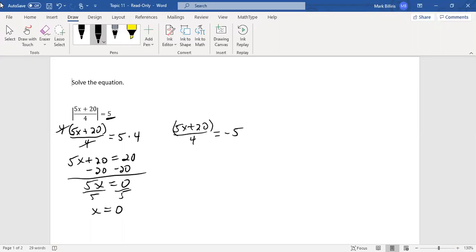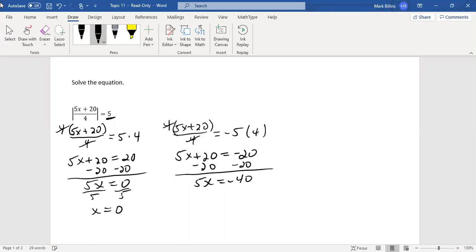I'm going to do the same on the second equation. I'm going to clear the fraction by multiplying both sides by the LCD. That would leave me 5x plus 20 equals negative 20. Then again, you want to isolate your variable. So 5x would equal negative 40, and I'd divide by 5, so x would equal negative 8.